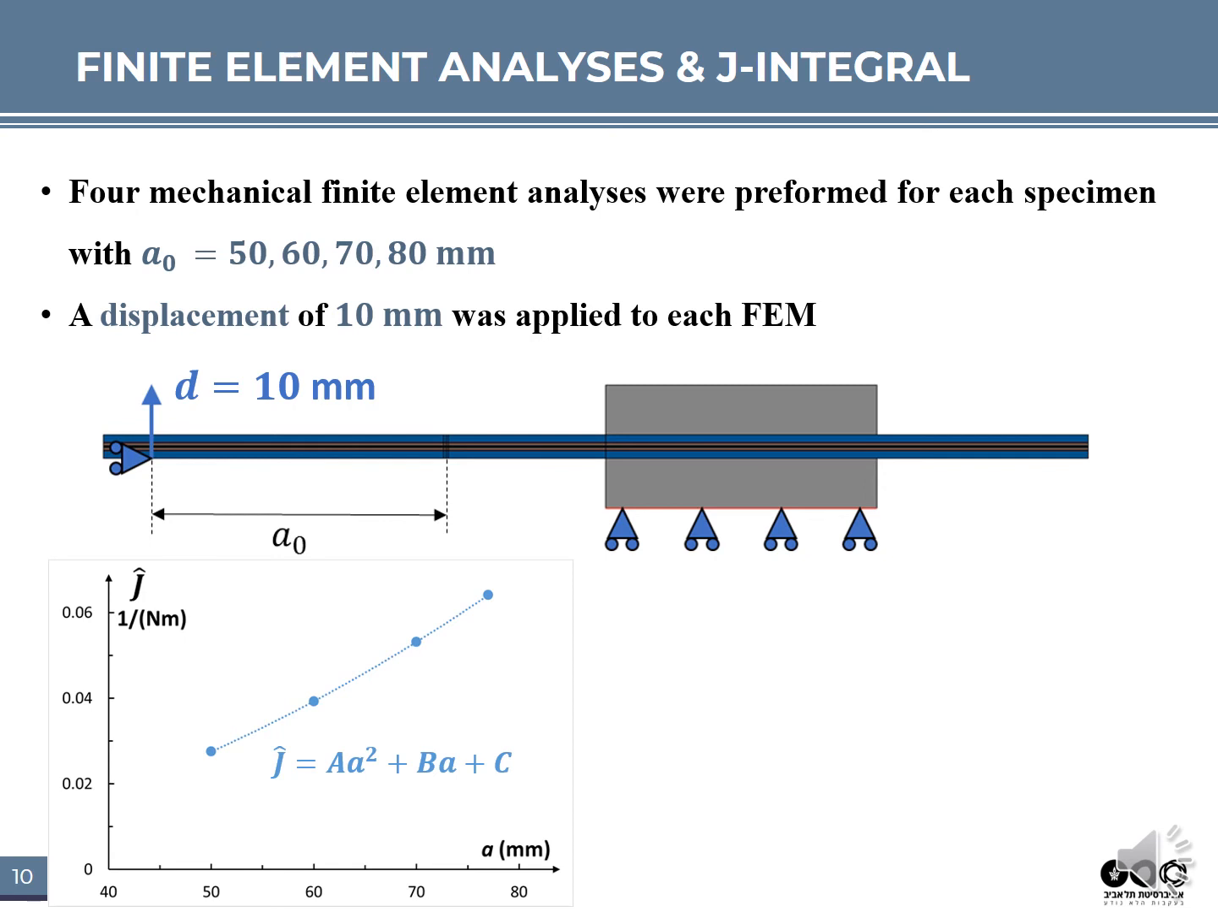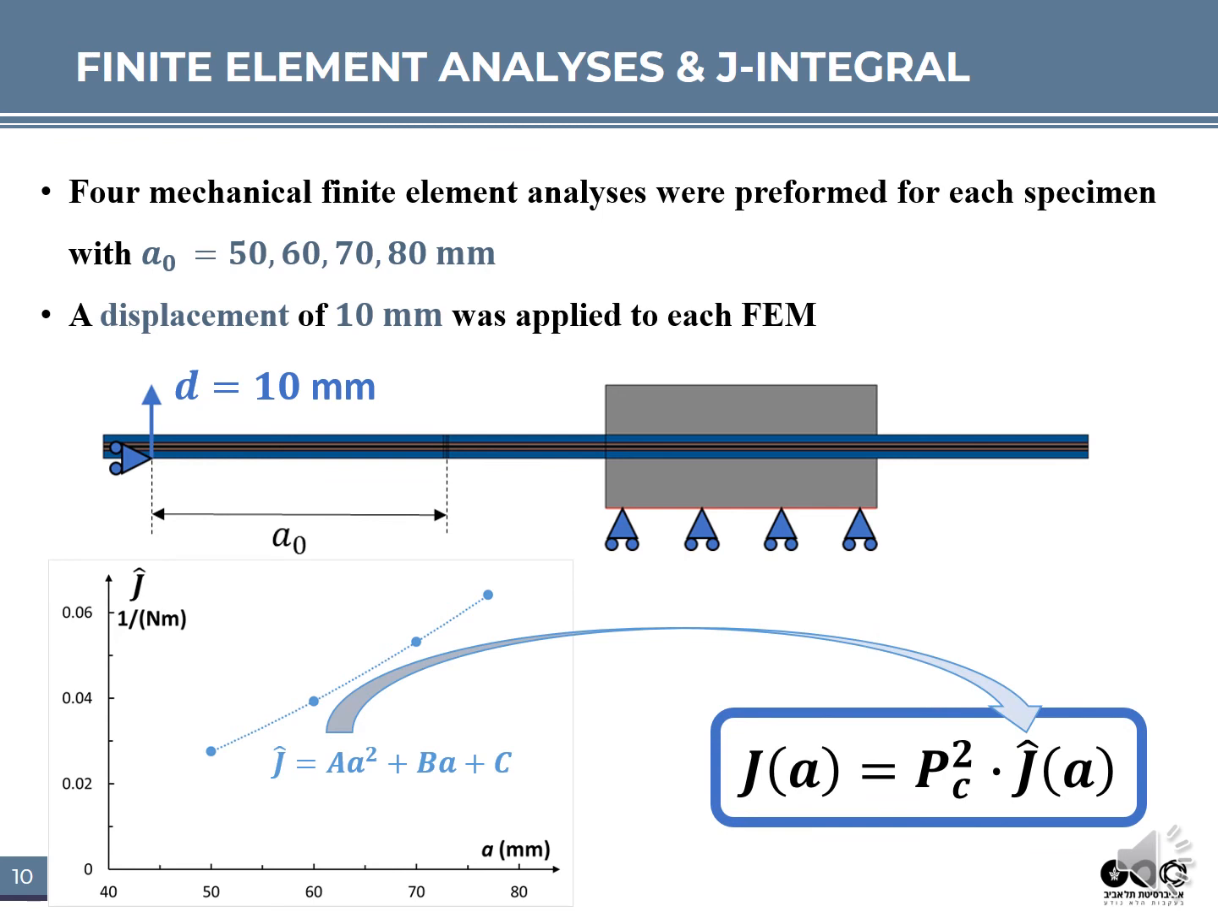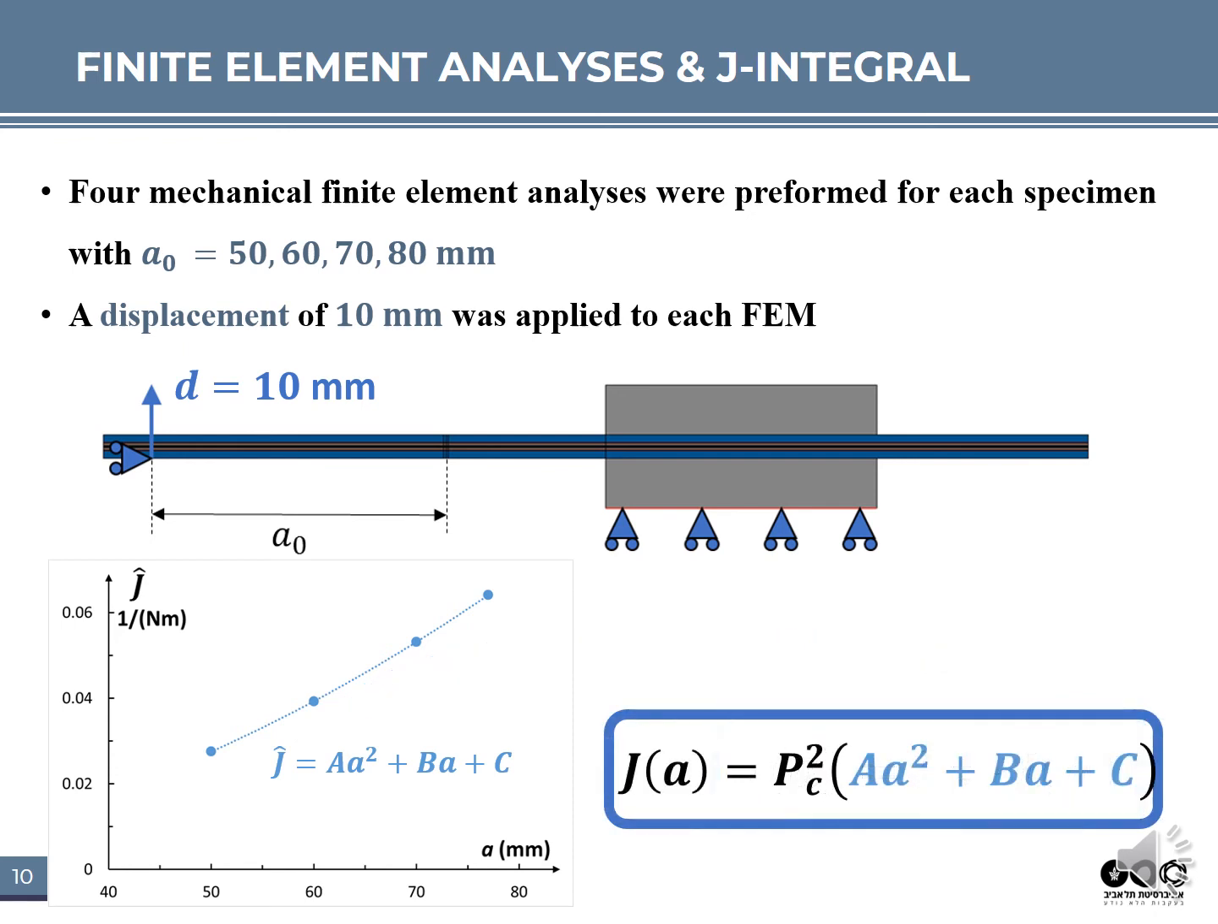In order to find J, which is related to the test results, the normalized J hat was multiplied by the load squared, which caused delamination propagation during the test. So now we have a relation where for every delamination length measured from the images which were acquired during the test, and the critical load which is known from the synchronized images, J may be calculated. So using this relation, again, an R curve was obtained.